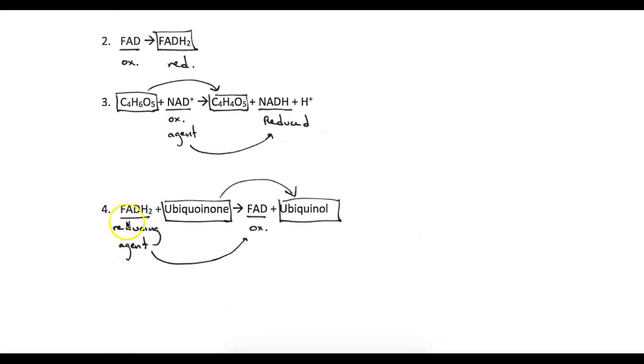In this bottom one, FADH2 is the reducing agent, as it's giving electrons and hydrogen ions to ubiquinone to form ubiquinol, and therefore FAD is the oxidized product. Ubiquinone is the oxidizing agent, and ubiquinol, having gained electrons, will be the reduced product.